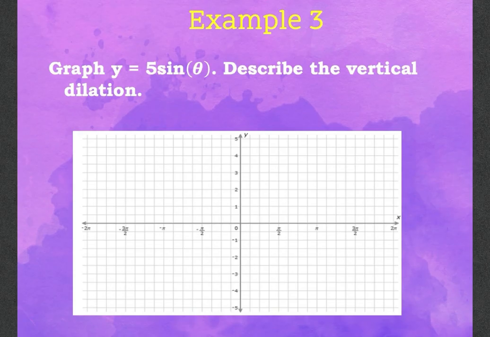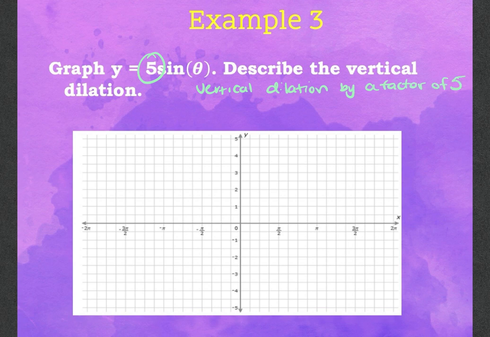Okay, example 3, and we had some of these like this in section 3.5. This is just your vertical stretch or your change in amplitude. It says to graph y equals 5 sine of theta, describe the vertical dilation. So because there's something being multiplied on the front of this, we know this is a vertical stretch. So this is a vertical dilation, specifically a stretch if it asks for it, by a factor of 5.